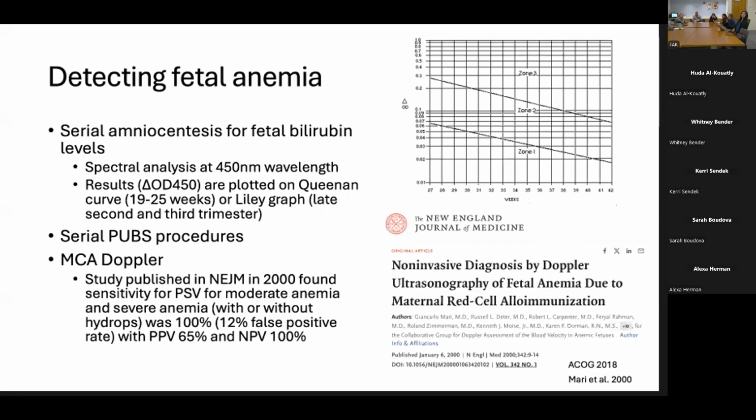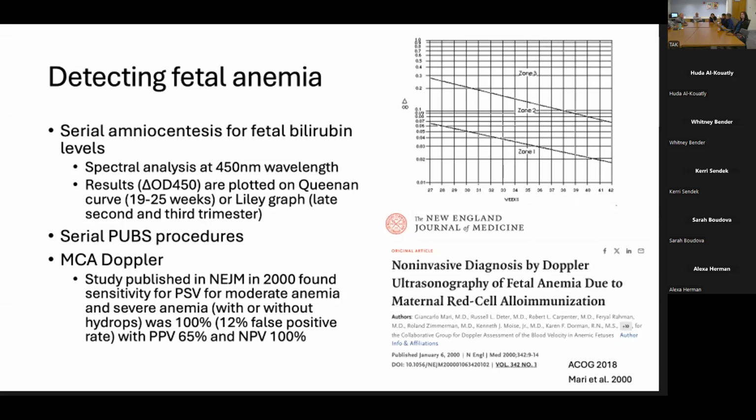So historically, to detect fetal anemia, serial amniocentesis could be done, and this was essentially to evaluate levels of fetal bilirubin. Spectral analysis at 450 nanometers wavelength. The results were plotted as a change in delta 450 on specific curves or graphs. This is a Liley graph, which was referenced a lot back in the day when this is how we monitored fetal anemia. I also did that in medical school and first residency.